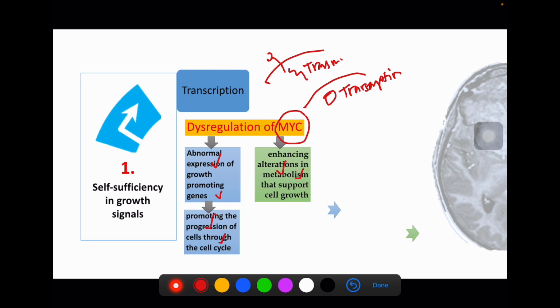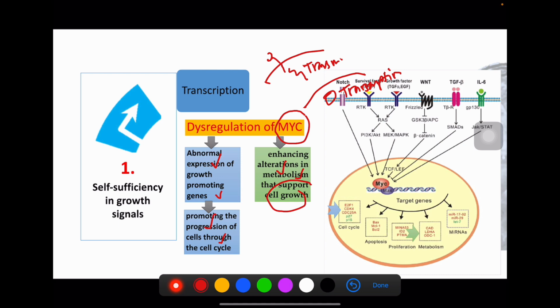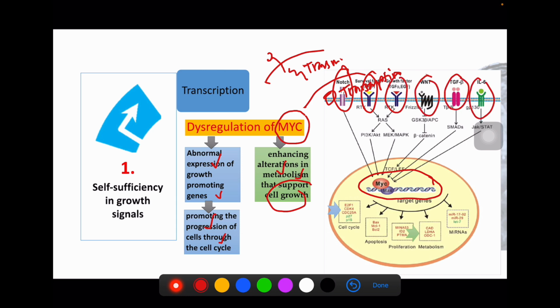And then another one that can occur is the dysregulation of MYC gene will cause enhanced alteration of metabolism that support more cell growth. Okay, so what happened? Okay, this is actually the transcription that occurs in MYC genes. Okay, in any receptor activation. This is the transmission, and this is the transcription. The MYC gene is the one that transcript the signal to make sure it goes into cell cycle, it goes into apoptosis, it goes into proliferation, it goes into metabolism, and it goes into production of more RNA.